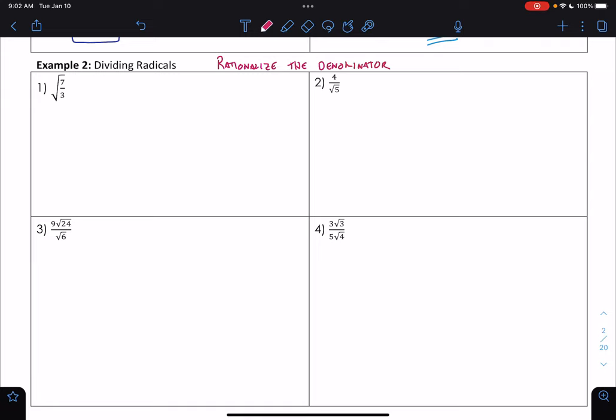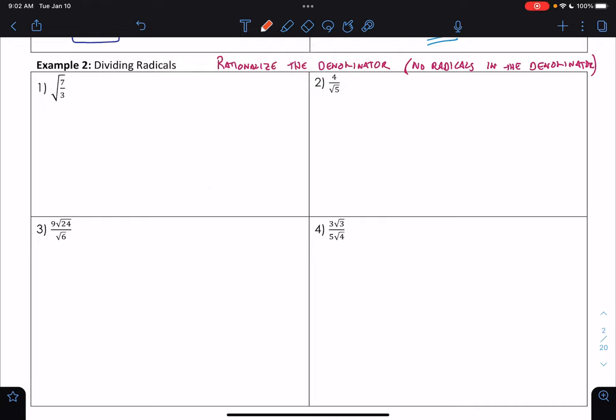So rationalize the denominator. That means that there are no radicals in the denominator. Just in the structure of math, we do not like radicals in the denominator. So, like something for number 1, we have the square root of this fraction.